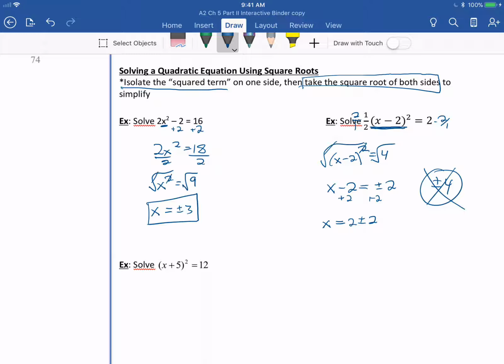So one of my answers is x equals 2 plus 2, which is obviously 4. That's one of my answers. And my next answer is 2 minus 2, and 2 minus 2 is obviously 0. Again, please don't make that mistake. When you add that 2 over in this step, make sure it goes in front of the plus or minus, and you actually do 2 plus 2, and then 2 minus 2. It's going to make a big difference here.